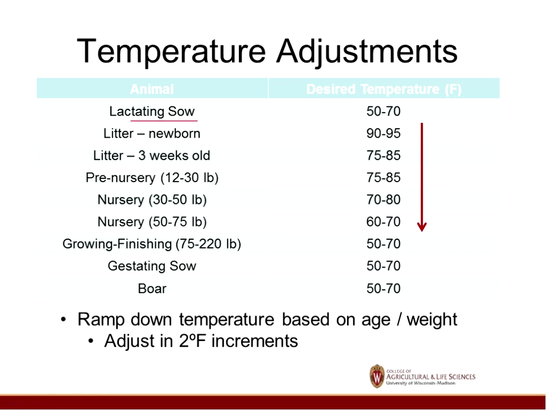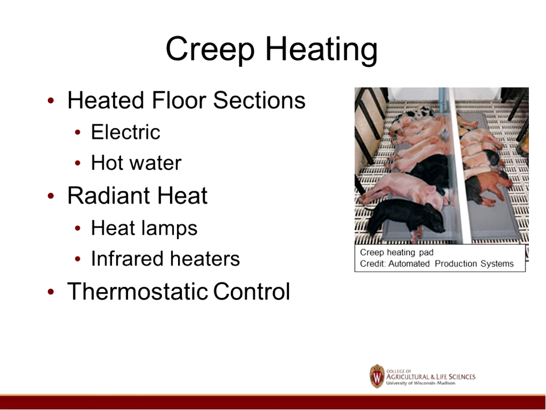As animals grow, here we've got a litter of newborns up to nursery age or finishing age. The energy or heat required, or the temperature set point, drops by the week, typically. We want to adjust it no more than 2 degrees Fahrenheit increments. But this is about 5 degrees a week roughly through here, through the age, until they get down to about 50 or 60 degrees. We can set controllers up to actually do this automatically. That controller can be set up so it adjusts based on the age of the animal that we have.